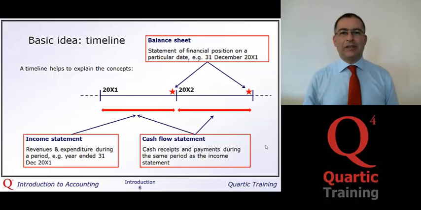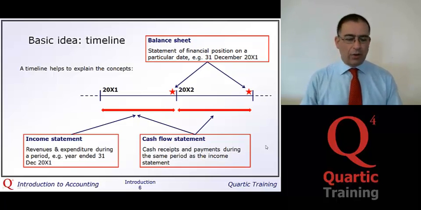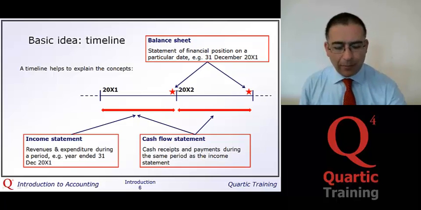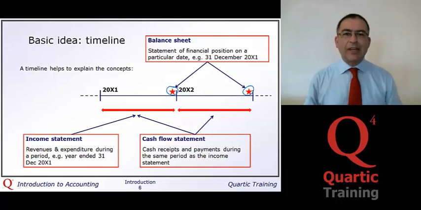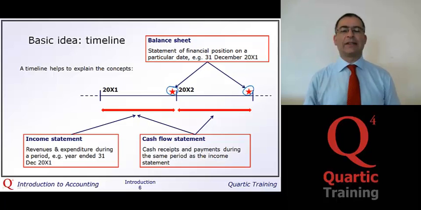The balance sheet is a statement on a particular date of the financial position of a company. We will see the different components of assets, liabilities and equity in detail later on, but you can see it's on a date. You can see the little red asterisk there on the screen. That is showing you that on 31st of December 20x1, 31st of December 20x2, a statement of financial position is published. That is the balance sheet. It is a snapshot view at the financial year end.